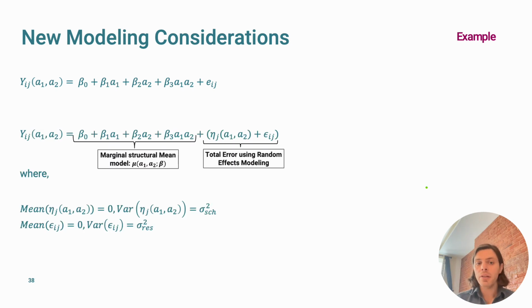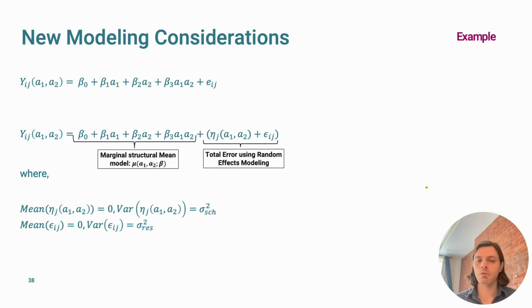So we could decompose that error term into these two terms, eta_j(A1, A2) plus epsilon_ij. And once again, we're ignoring that first part. So eta_j, well, if we're in the random effects framework, that's just our school level random intercept. So we've decomposed our total error into a school level random intercept plus this epsilon_ij term, which is just our residual error. It's just the error that's left over. It's unexplained through the school.